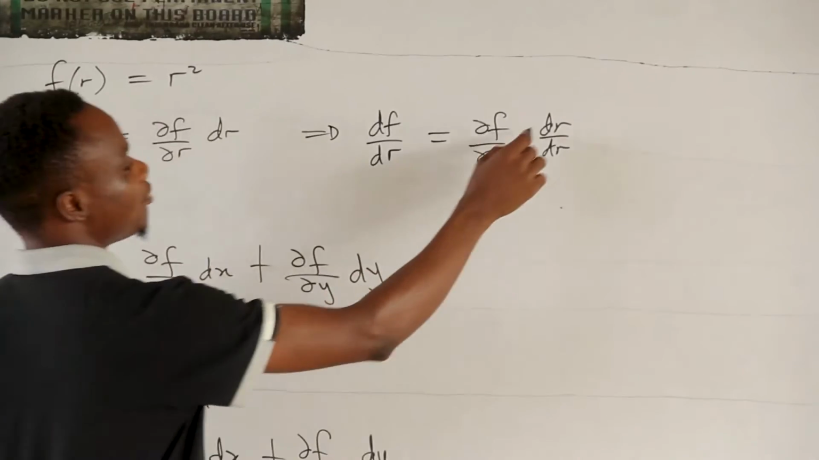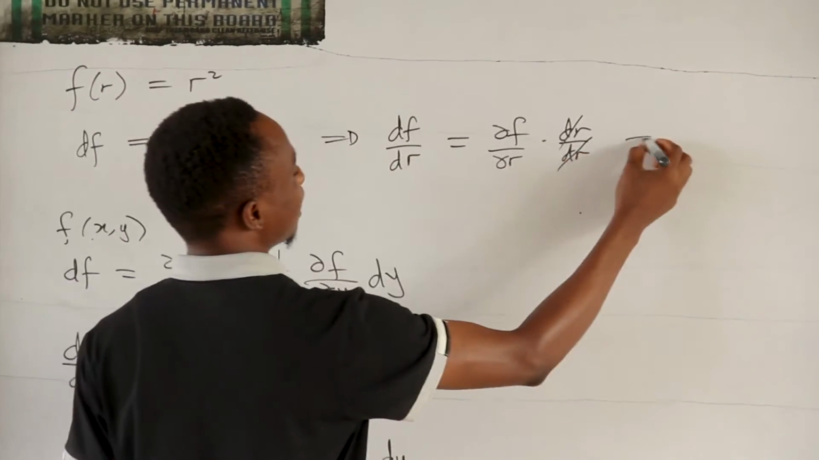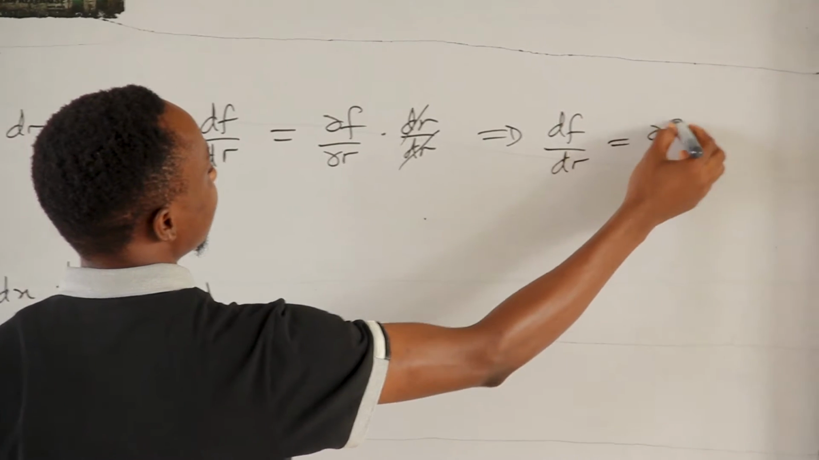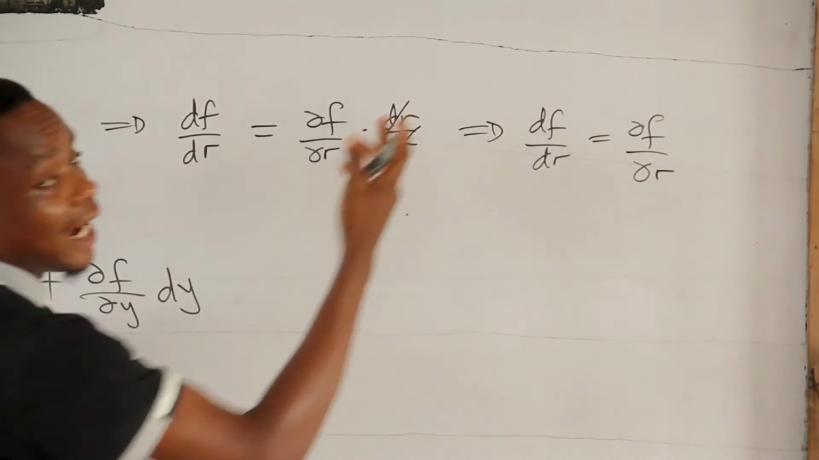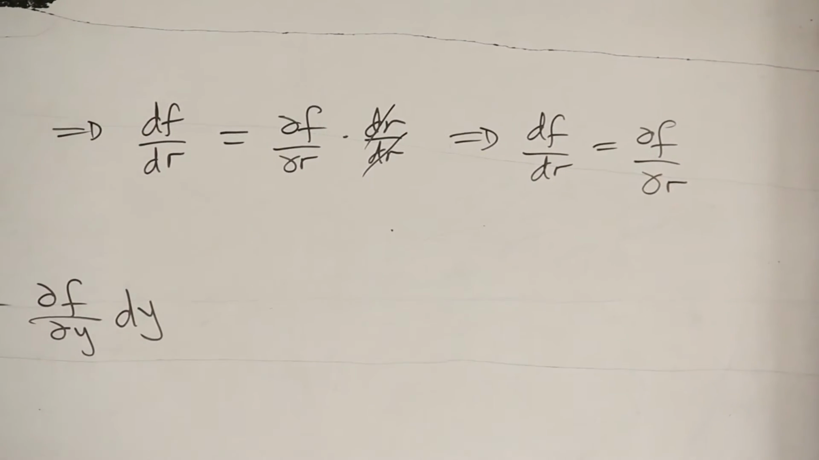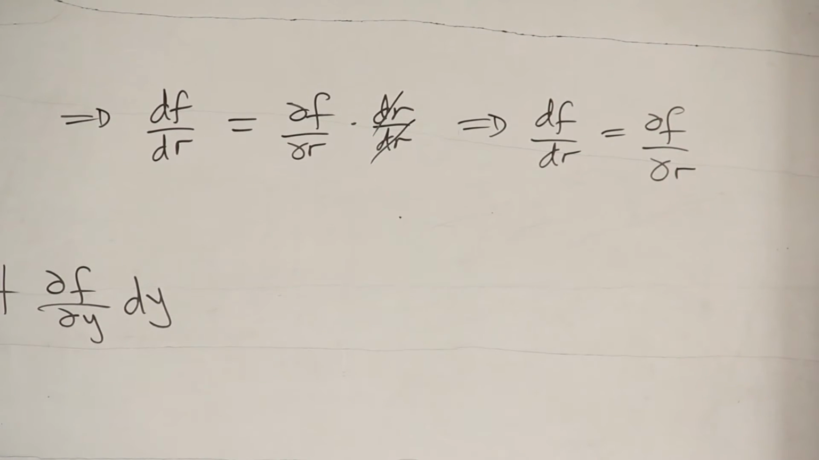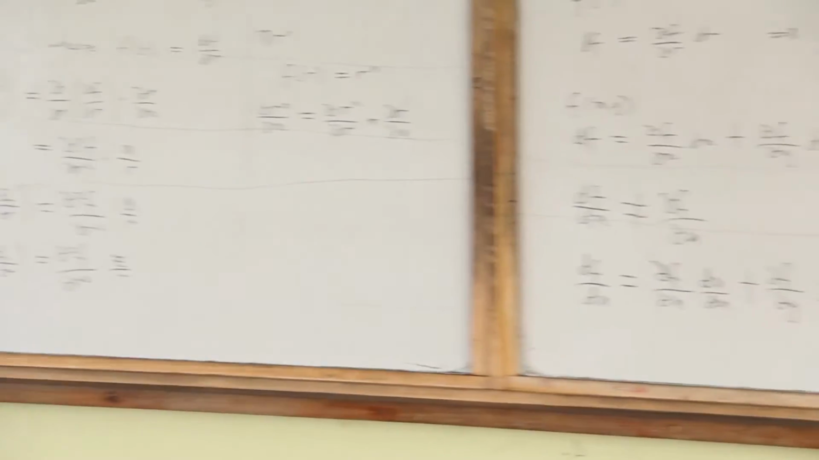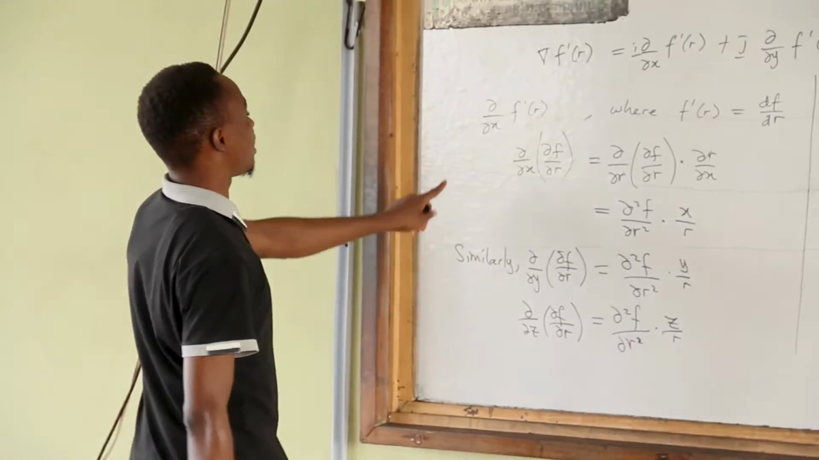Okay. So this tells you that, of course, this will cancel this. So this tells you that df dr is the same thing as del f del r when f depends on only one variable, only the variable r. Is it very clear? Do you understand this? Is it clear what I'm doing? Okay. So that's why I've written it this way.